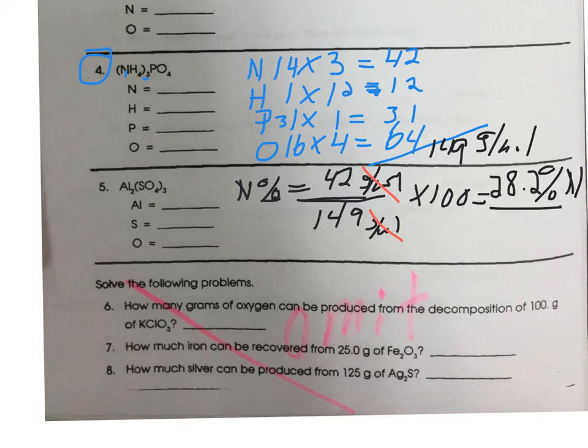And I want you to give me at least one significant figure after the decimal. So one number after the decimal point. So 28.2 is perfect right there. Okay? For each one. Okay, so we got it. You're going to figure out all of the percents for every single element.